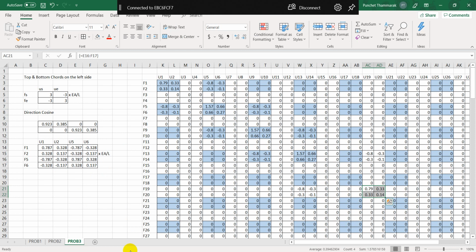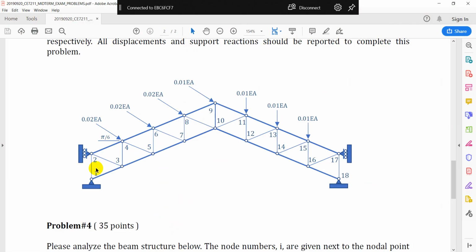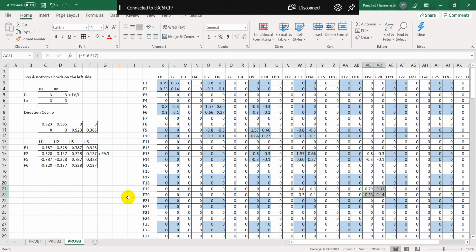Perfect, done. Bottom chord, this bottom chord. So we move to the top chord, linking for 2 and 4. 2 involves U3, U4. The 4 involves U7, U8. So U3, U4, U7, U8, F3, F4, F7, F8. Yeah, that is.